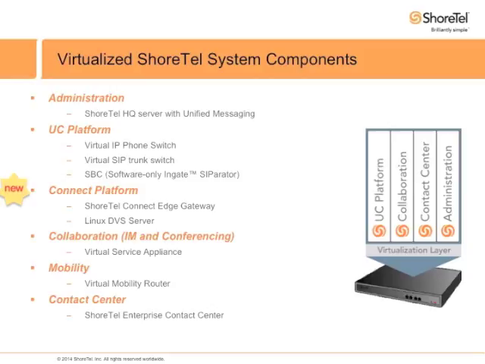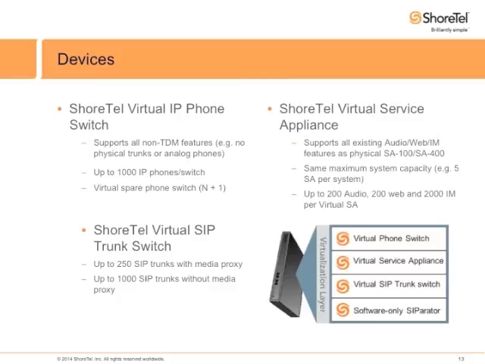So just to go over the devices, we're going to start out with the virtual IP phone switch. This switch supports all non-TDM features, which means that there are no physical trunks or analog phones. In addition, it has up to 1,000 IP phones per switch. And lastly, one of the nicest things about this is you can use it for that N+1 redundancy as a virtual spare phone switch. For some of our customers, redundancy is important, and you can have a physical piece of hardware for that failover switch, but this is a nice alternative.